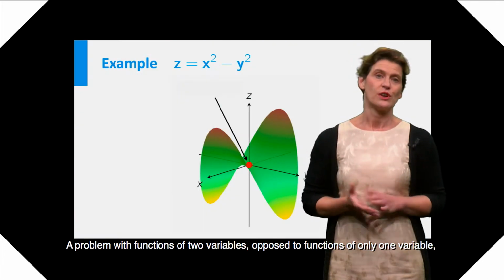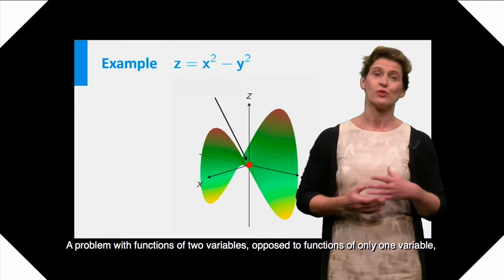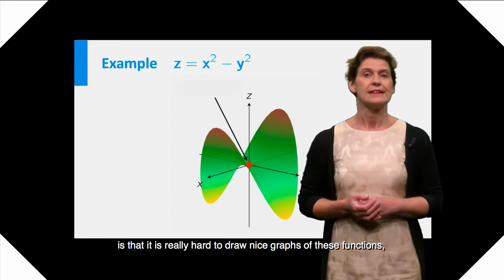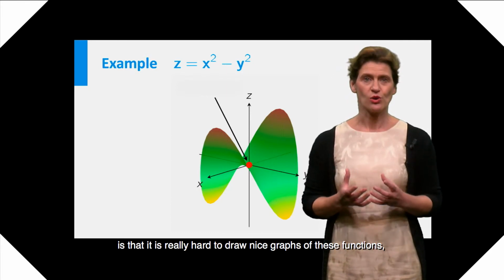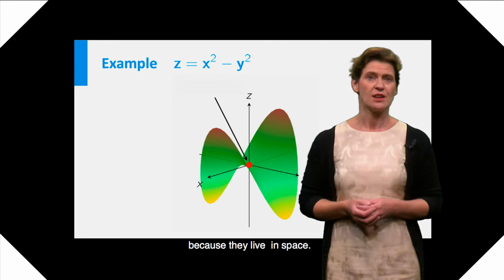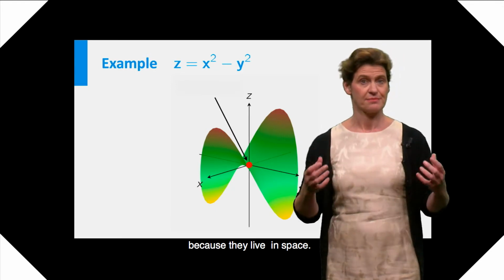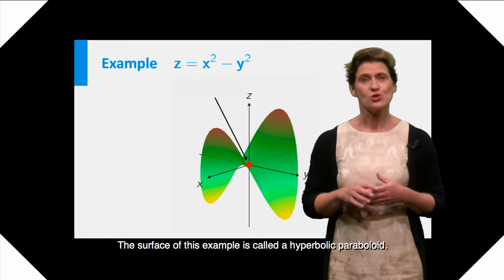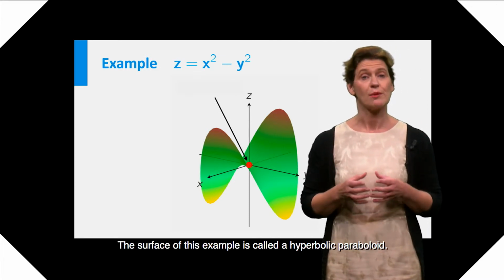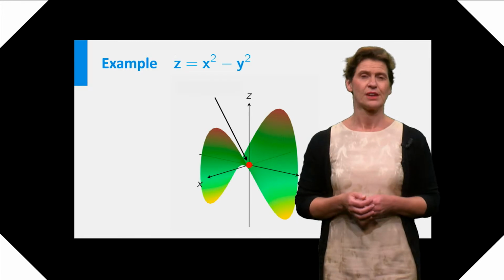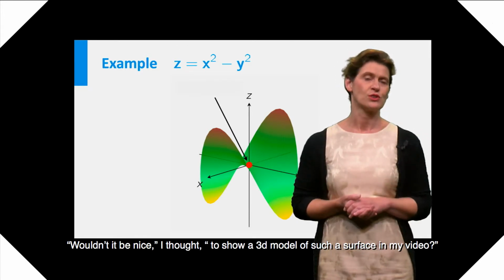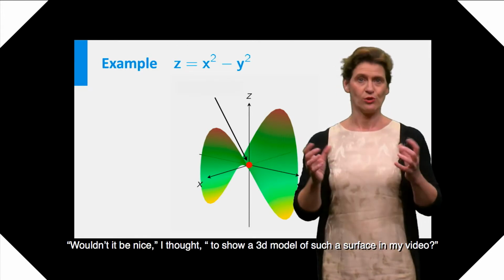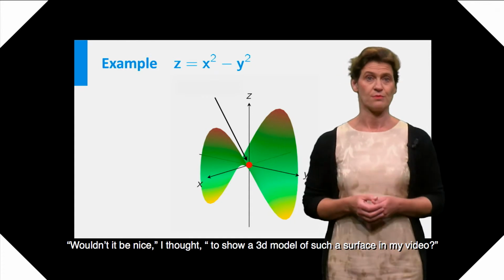A problem with functions of two variables, as opposed to functions of only one variable, is that it is really hard to draw nice graphs of these functions because they live in space. Here you see what this looks like. The surface of this example is called a hyperbolic paraboloid. Wouldn't it be nice, I thought, to show a 3D model of such a surface in my video?